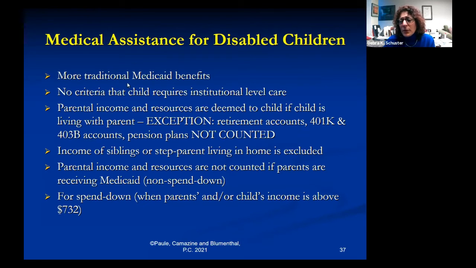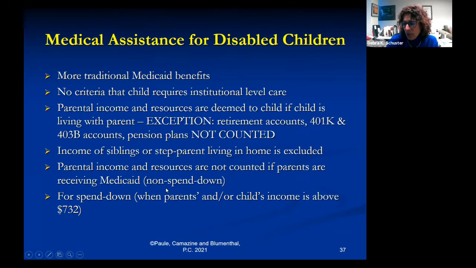So, medical assistance for disabled children. And these are more traditional Medicaid benefits than the waiver programs. And there's no criteria that a child requires institutional level care. Parental income and resources are deemed to the child if the child is living with the parent except for retirement accounts. Those are not counted. IRAs, 401ks, 403bs, and pension plans are not counted. The income of siblings or step-parents living in the home are excluded. And parental income and resources are not counted if the parents are receiving Medicaid themselves in a non-spend down category.